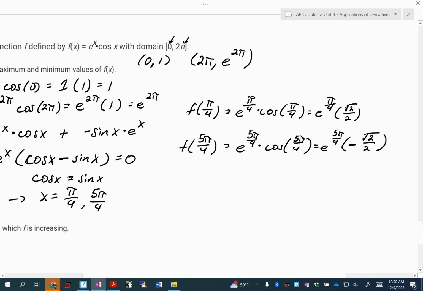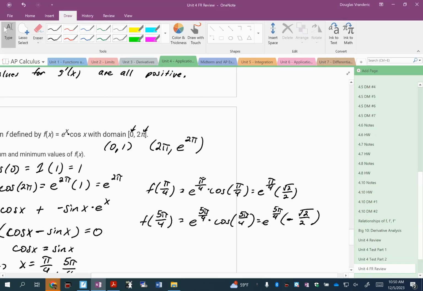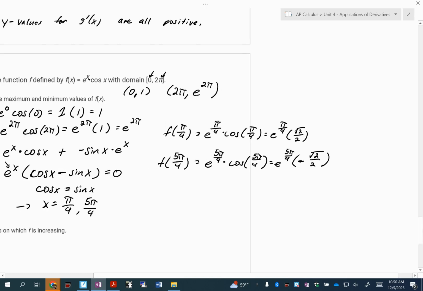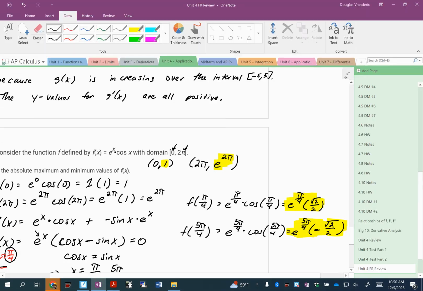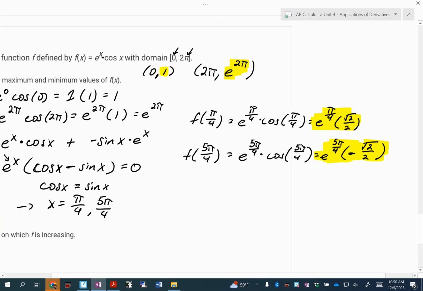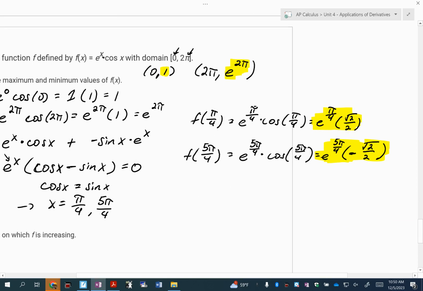So now I am analyzing the y values for all 4 of these points that I plugged in. I plugged in 0, got 1. I plugged in 2 pi and got e to the 2 pi power, plugged in pi over 4 and got all of this, and then plugged in 5 pi over 4 and got all of that. Now, the one that's the easiest to pick is the absolute minimum. Only one of those 4 that I just highlighted is negative, that last one. So that will be our absolute minimum.